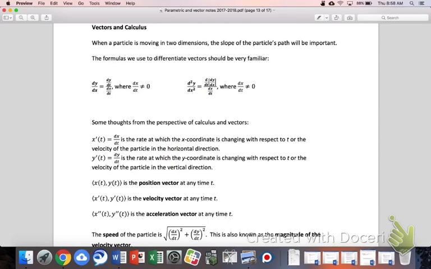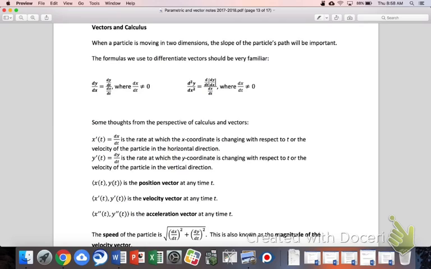So, how does all this work with calculus? The good news is that you have done pretty much all this before. We're just going to be putting things together in 2 dimensions instead of 1. When a particle is moving in 2 dimensions, all of a sudden the slope is not just 0. When it's just moving along the x-axis, the slope of the path is just 0, because it's going left and right the whole time. Now, all of a sudden, it could be something other than 0.